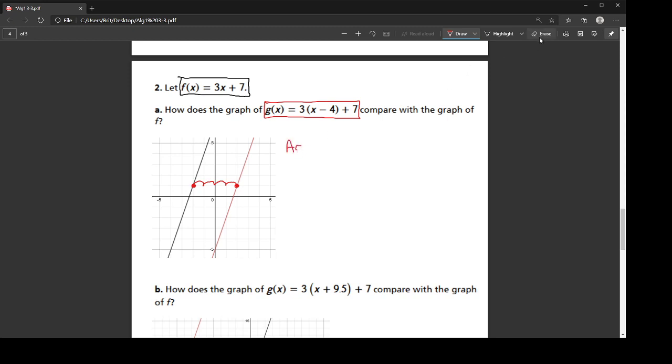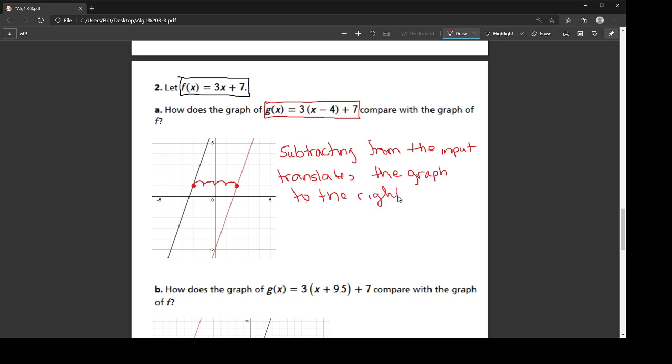So when you subtract a value from the input value, it will cause the graph to go to the right. So subtracting from the input translates the graph to the right. So by putting that x in parentheses and subtracting 4, that's what caused the black line to move to where the red line is.